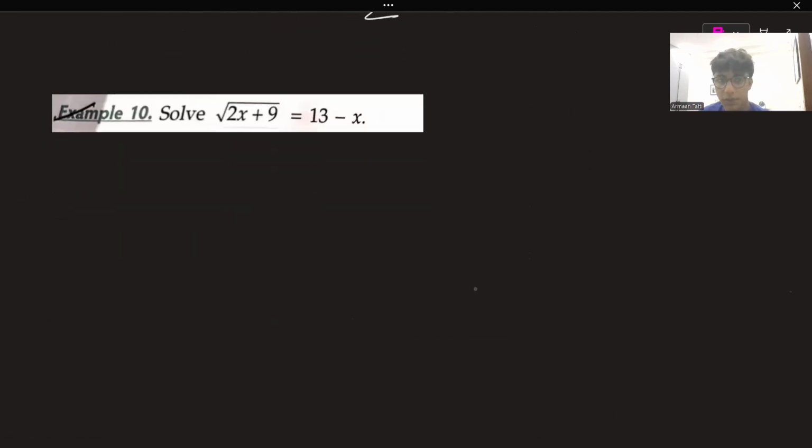So what do you see here? You see an under root sign, and we see 13 minus x written here, right? So how will we solve this? Obviously, we don't see any quadratic here. We see a root sign here. There's nothing much we can do, so we have to just square both sides. That's the first step, which is expected.